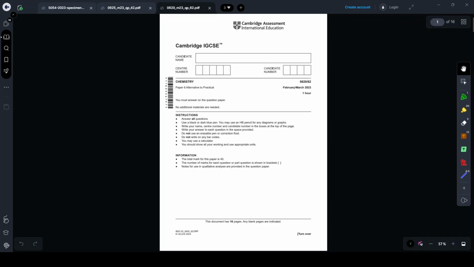Bismillah ar-Rahman ar-Rahim. So today we will go through the paper 6 ATP from March 2023 for IGCSE 0620 chemistry. Let's get started.